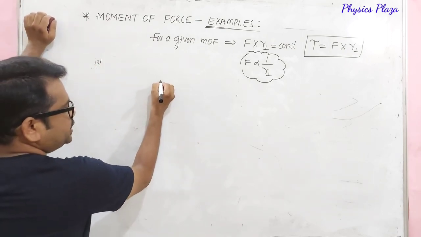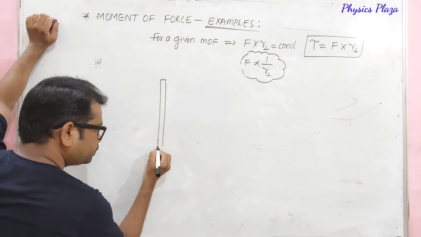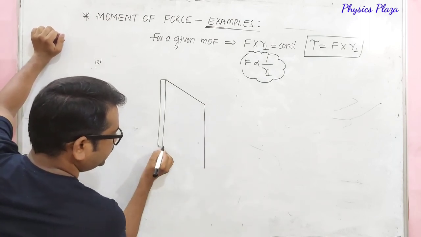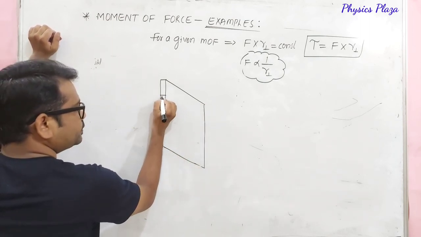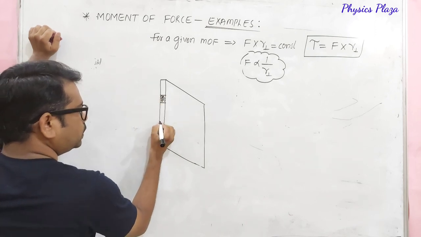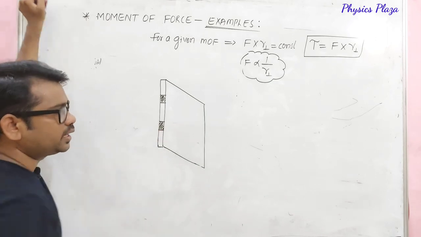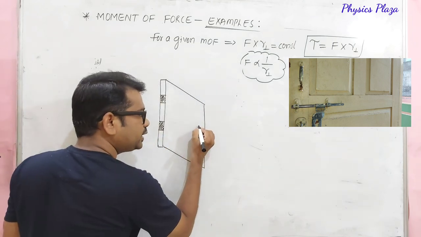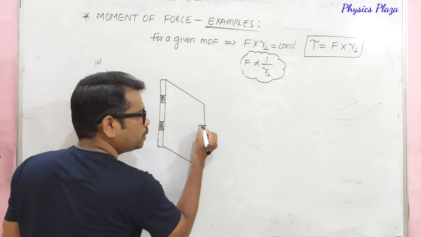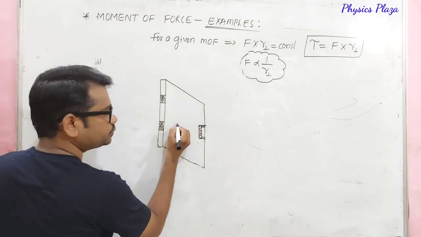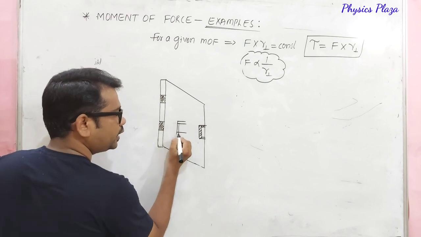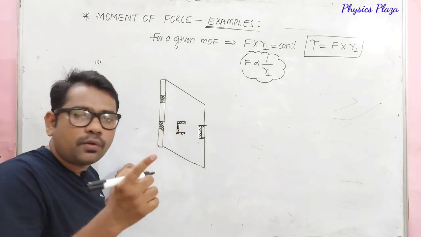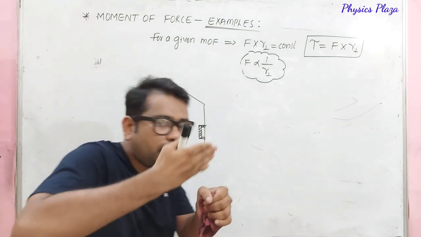Third example, dear children: here is a door, and here are the hinges, where it is pivoted. If you notice the door, where the handle is provided, the handle is provided at the end only, not here. Did you notice at any time, for any door, the handle provided at the midpoint? It is not that. Always the handle is provided at the end of the door only.